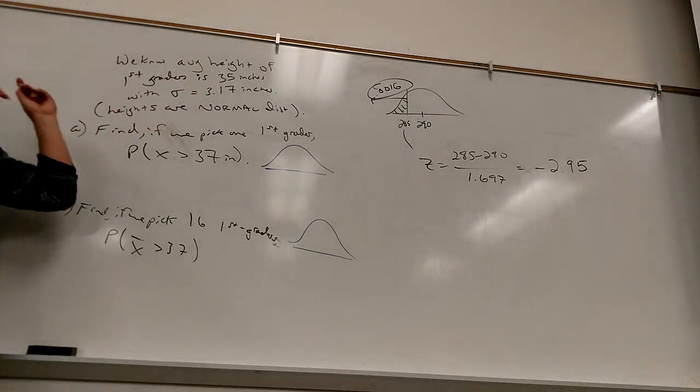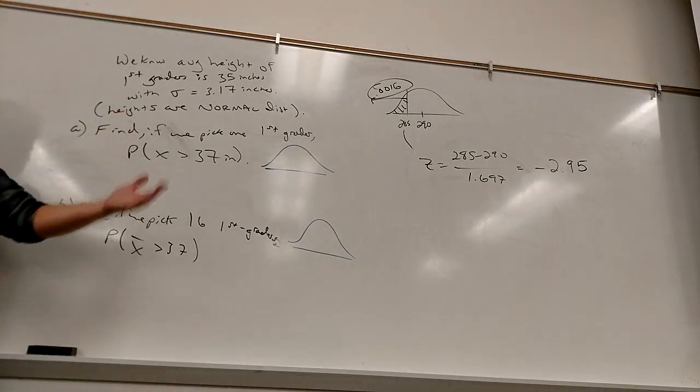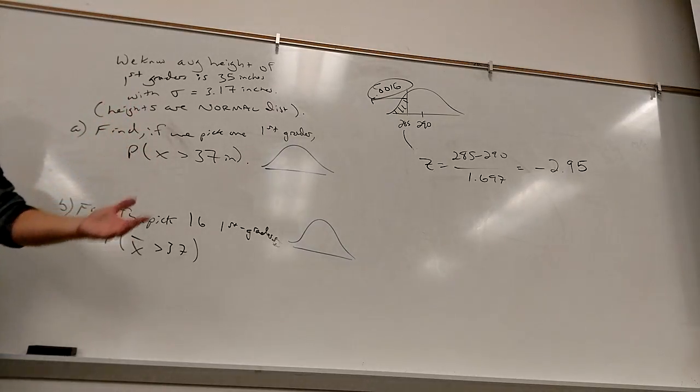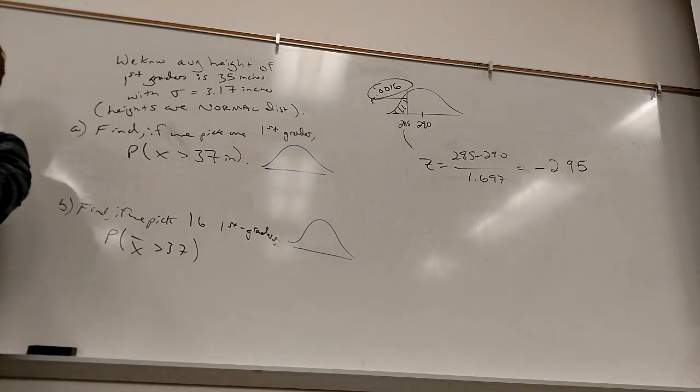The earlier problem, why did I need it to be greater than 30? Because the problem didn't say it was normal. I didn't know what kind of distribution it was. I have to be safe and make sure the sample's at least bigger than 30.